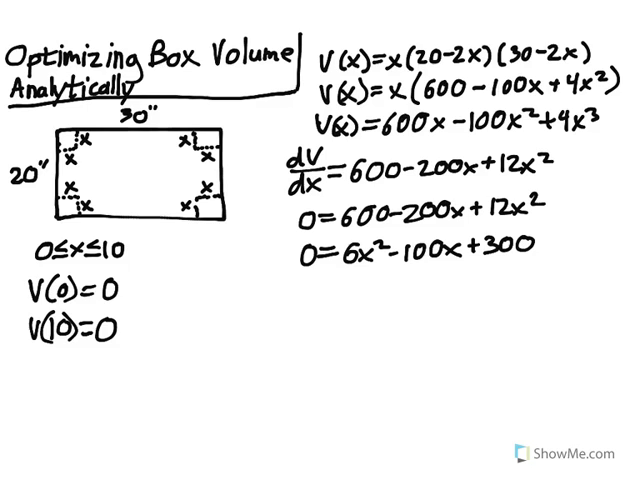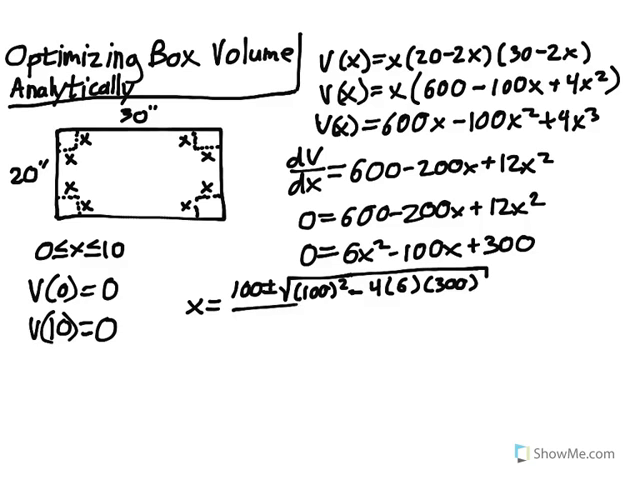Alright, like I said, this is a quadratic, so we can apply the quadratic formula. It's going to tell us that x is going to equal negative b, so that's positive 100, plus or minus the square root of b squared, so that's 100 squared, minus 4 times a, which is 6, times c, which is 300, all of this divided by 2a.